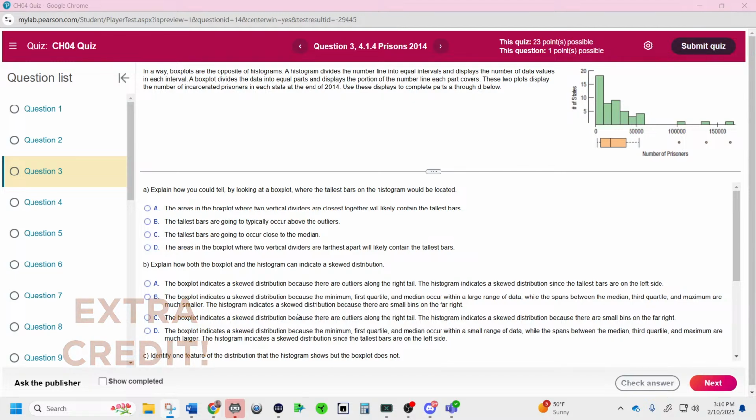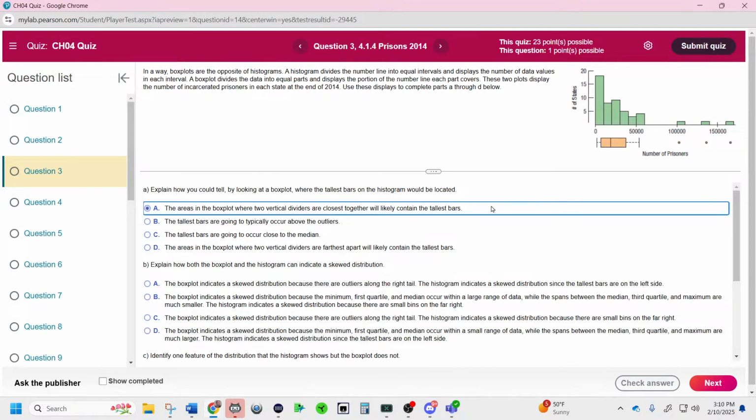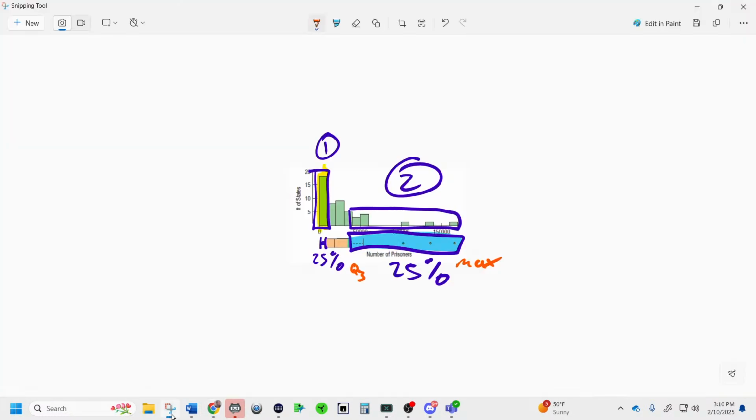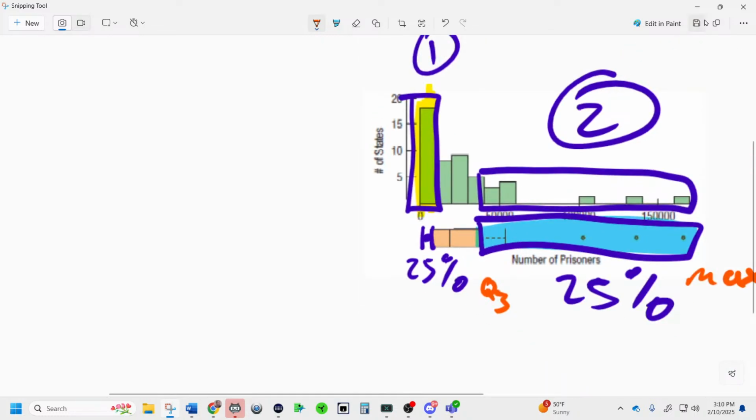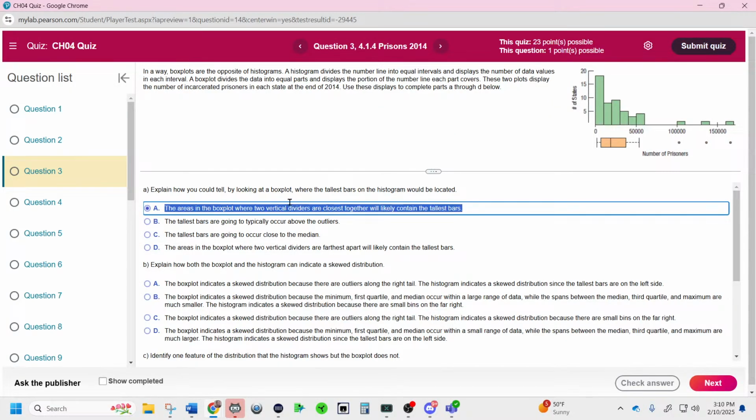Great job, Olivia. How could you tell by the box plot where the tallest bars are? It's going to be these lines right here. Remember, this is the min, this is Q1. The tallest bars are the areas in the box plot where the vertical dividers are closest together. Right here is 25% of the data, and that's where the tallest bars are, where the vertical lines representing the quantiles are closest together.